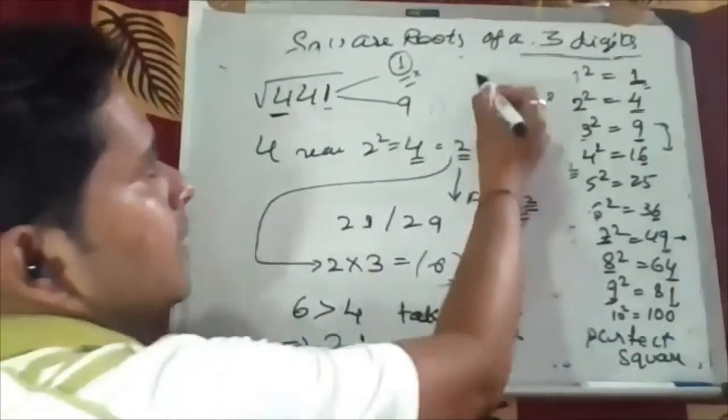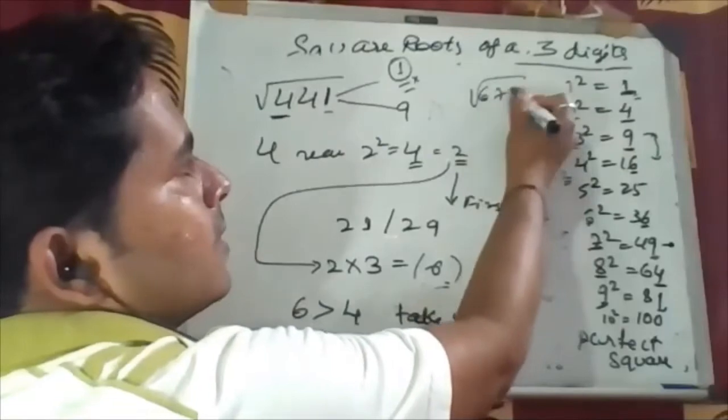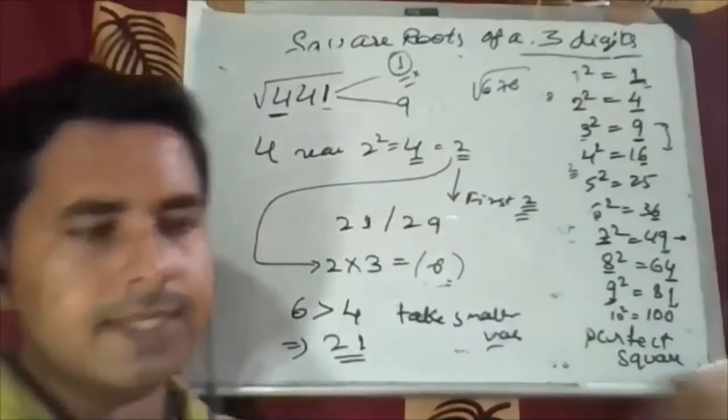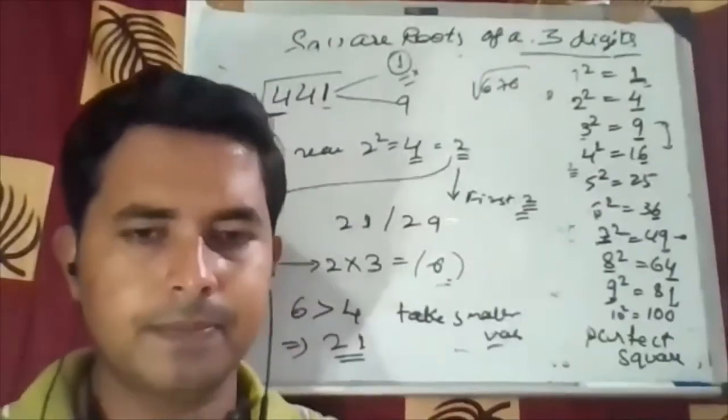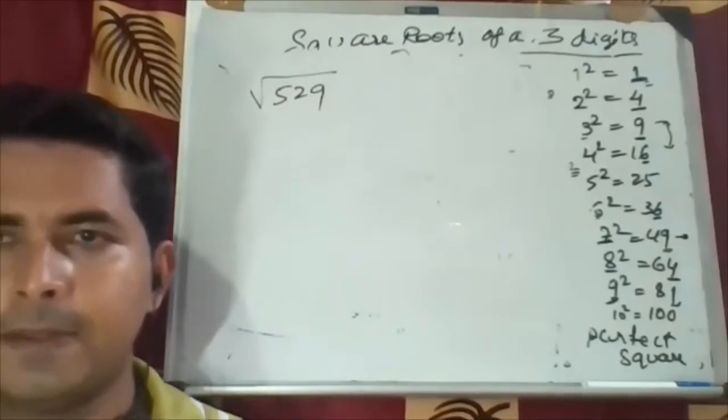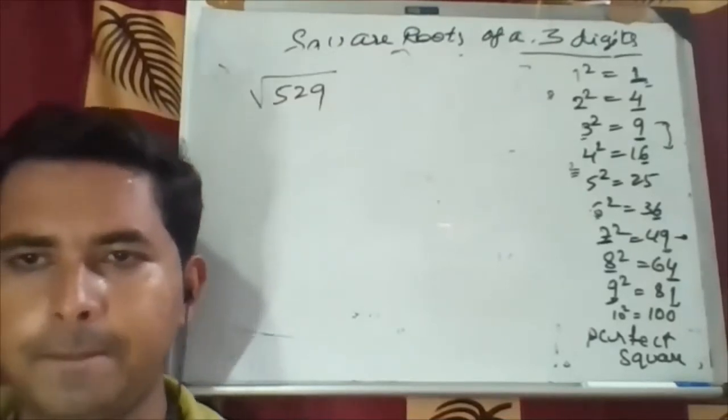Now you people try this one. 676. Give me the answer. 676. 529. Square root of 529.